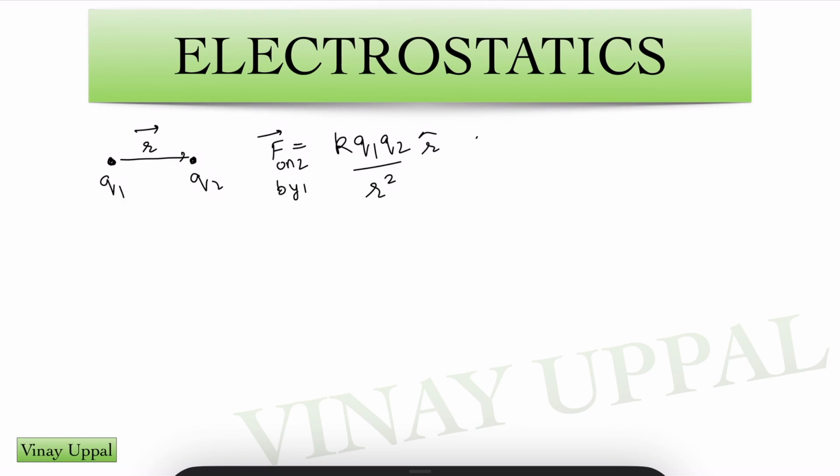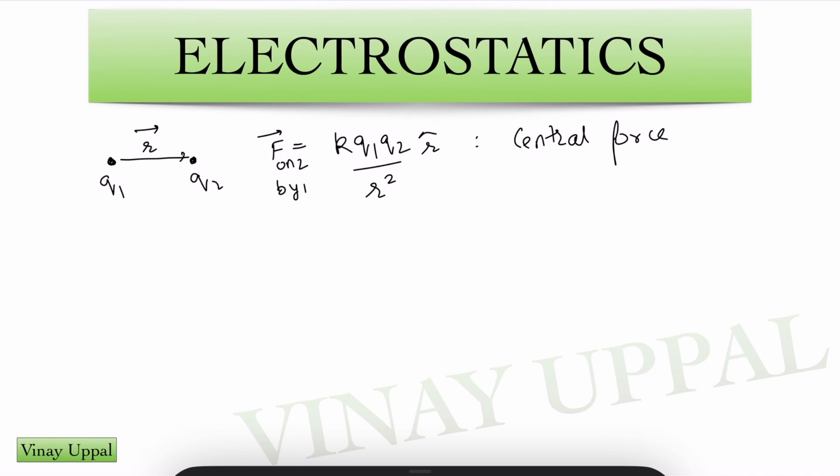And this force is a central force. The central force is basically that the force is always directed towards or away from a fixed point, and it is only dependent on the distance between the two charges. So for example, in this particular situation, force by charge 1 on 2 is always directed away from 1 if they are identical charges, or it will always be directed towards charge 1 if they are opposite charges. Then the force will be attractive.